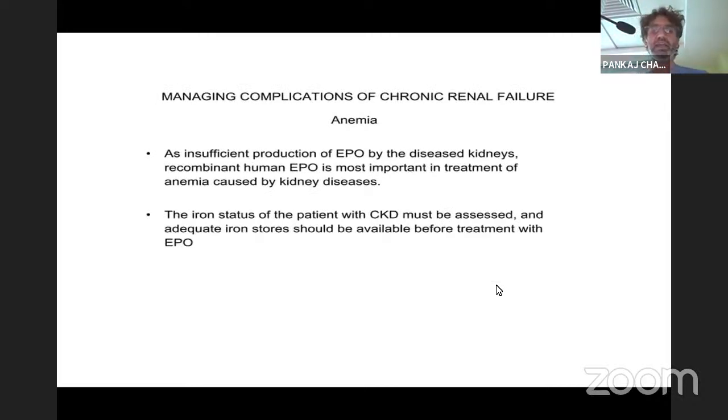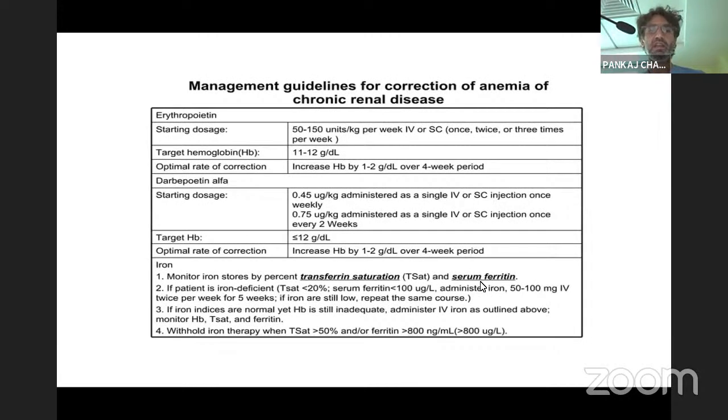Anemia should be addressed by giving recombinant human erythropoietin. The iron status of the patient must be assessed and an adequate iron source should be available before treating with erythropoietin. This is for correction of anemia. The starting dose should be 50 to 150 units per kg per week. Target hemoglobin should be between 11 to 12. The optimal rate of correction should be 1 to 2 gram per day over a period of 4 weeks.